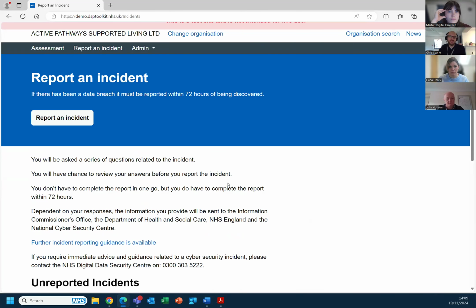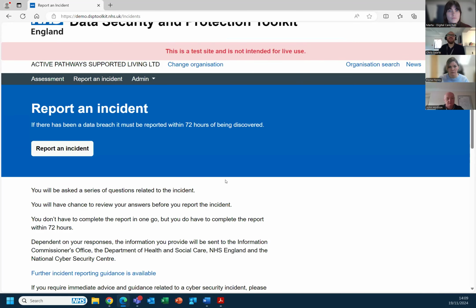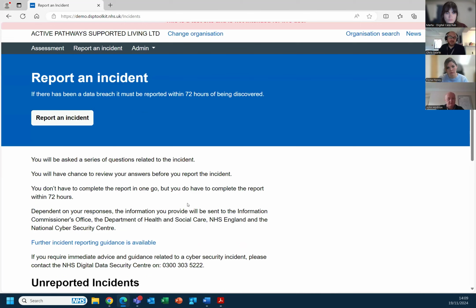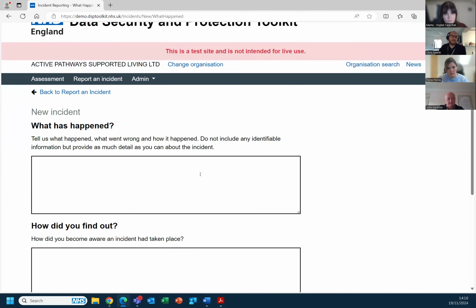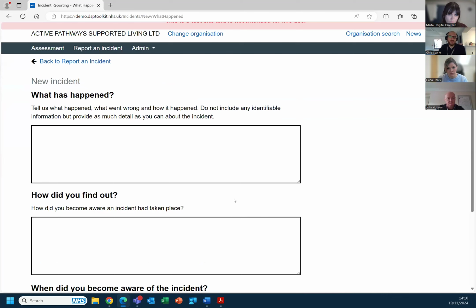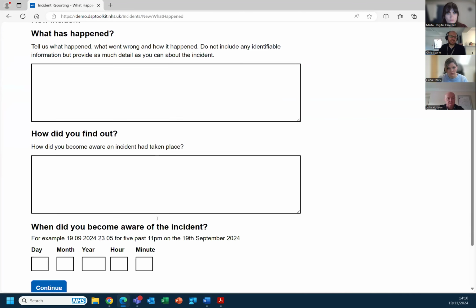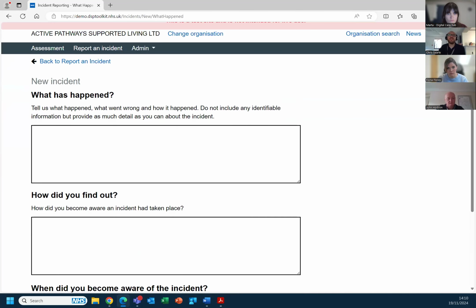So the purpose of this tool is to report and notify the appropriate people about the incident and to log it with them. It's not for incident management, so you can't edit an incident once it's reported. If the ICO or the Department of Health and Social Care need an update on an incident, then they'll contact you directly. Let's report an incident now. Now you'll see some basic questions about what's happened on the next page.